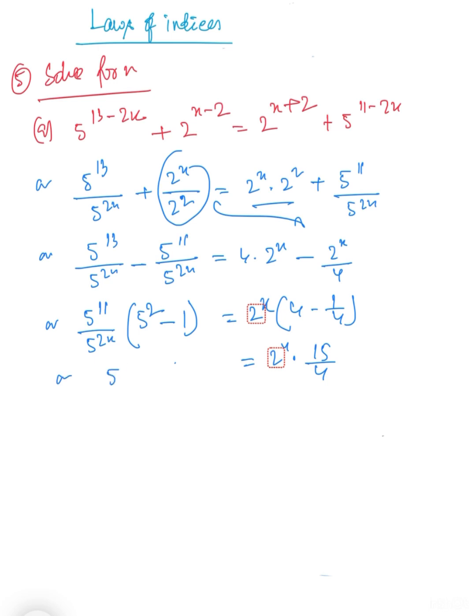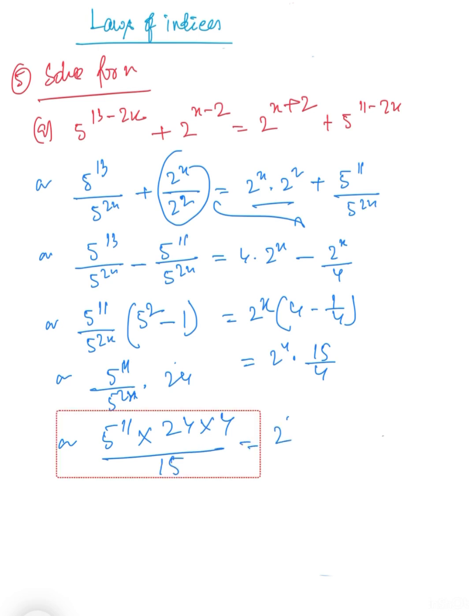And in the left hand side, 5 to the power 11 by 5 to the power 2x into 25 minus 1, that is 24. Now if we take the x's in one side and other values or constants in the other side, so 5 to the power 11 into 24 was there already, 4 is coming, and 15 by equal to 2 to the power x into 5 to the power 2x, right?